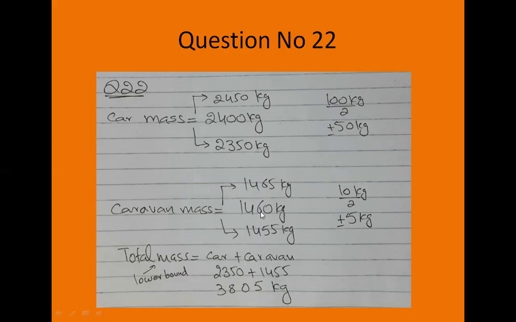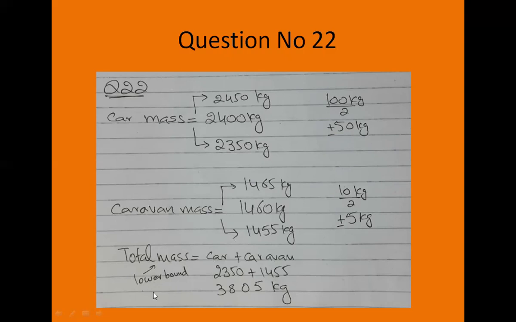The caravan's mass is 1460 kg, correct to 10 kg. You divide by 2, you get 5 kg, and with it write plus minus. When you add this, you get 1465 kg. When you subtract this from the measurement, you get 1455 kg. So that's the upper bound of the caravan's mass, and this is the lower bound of the caravan's mass. The total mass will be the mass of the car plus the mass of the caravan.